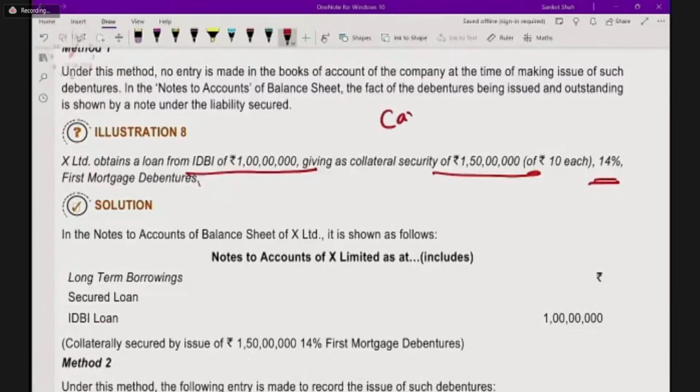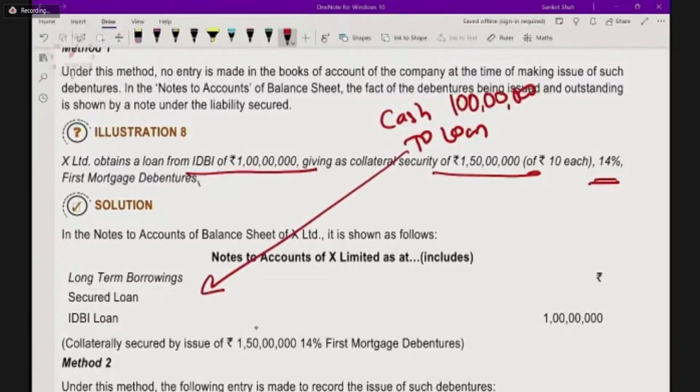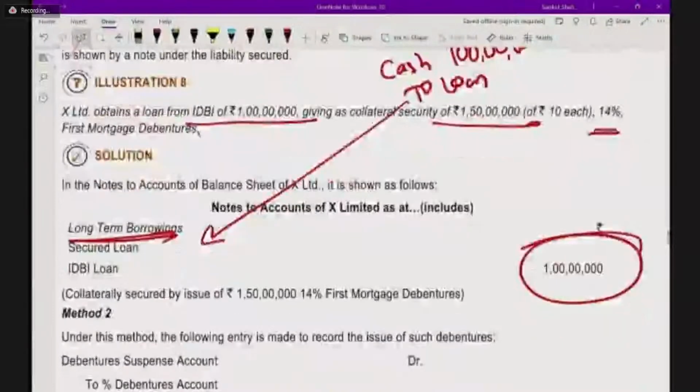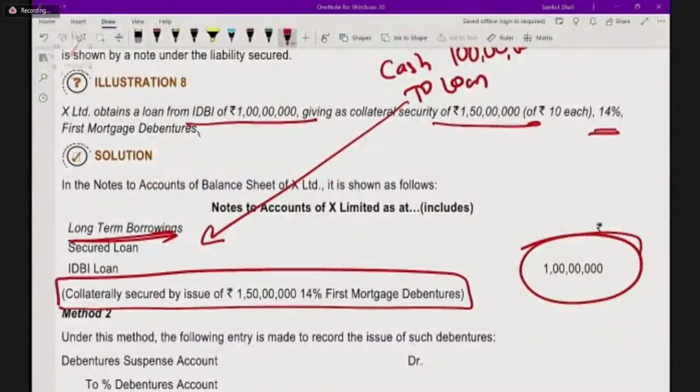So here the entry is only cash account debit to loan account, 1 crore. This loan is shown under the head long-term borrowings, 1 crore. Method 2, and you have to just write down this note: collateral security. This note carries 1 mark, beta, because in the balance sheet you are not showing it.